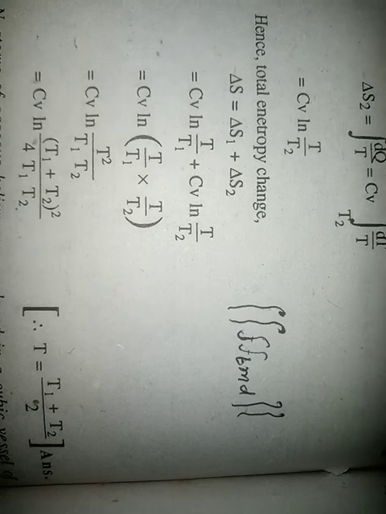Hence, total entropy change delta S equals delta S1 plus delta S2 equals Cv log T by T1 plus Cv log T by T2 equals Cv log of T by T1 into T by T2 equals Cv log T squared by T1 T2 equals Cv log of T1 plus T2 whole squared by 4 T1 T2, since T equals T1 plus T2 by 2. Hence, answer.